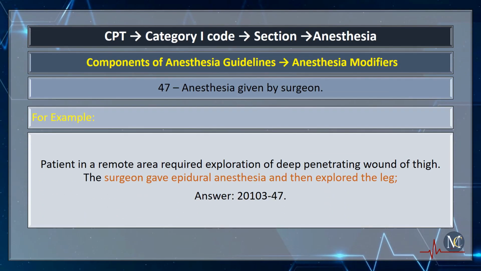Modifier 47. CPT modifier 47 is known as anesthesia by surgeon. It is used when the surgeon administers local or regional anesthesia for a minor surgical procedure in addition to performing the surgical procedure itself. This modifier is used to distinguish the anesthesia service provided by the surgeon from those provided by an anesthesiologist or certified registered nurse.